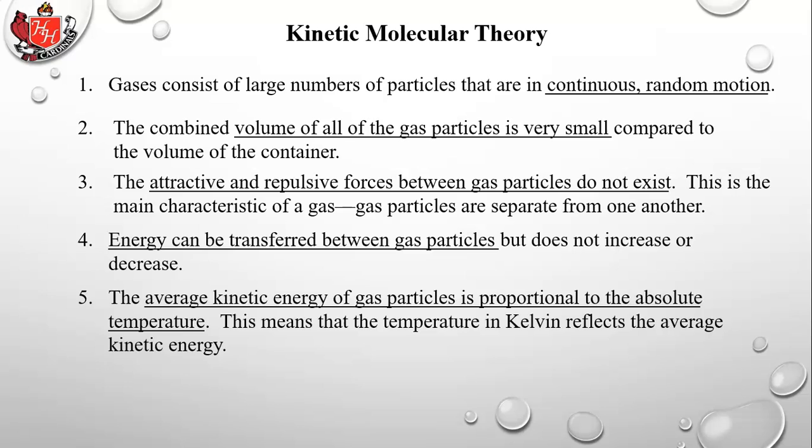5. The average kinetic energy of the gas particles is proportional to the absolute temperature, that is the Kelvin temperature. This means that the temperature in Kelvin reflects the average kinetic energy. So if something on the Kelvin scale is 100 degrees and another gas is 200 degrees, then the 200 degree gas would have twice the average kinetic energy of the 100 degree gas. That's on the Kelvin scale, not the centigrade scale.